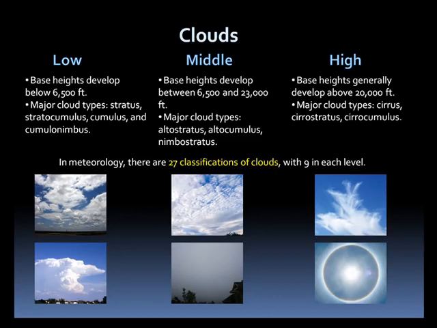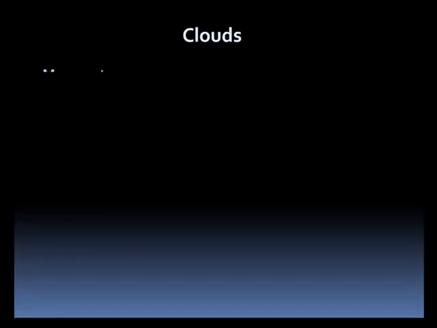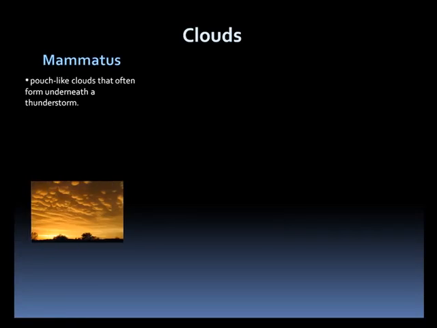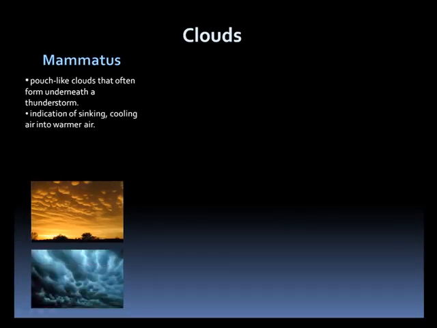Let's take a look at a few of the more interesting cloud types. Mammatus clouds are pouch-like protrusions that form on the underside of storm clouds. They indicate sinking cooler air moving into warmer air.